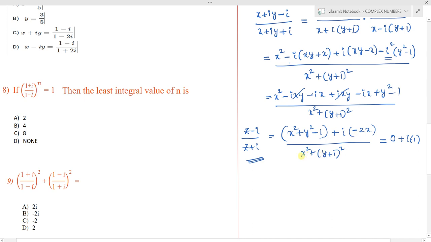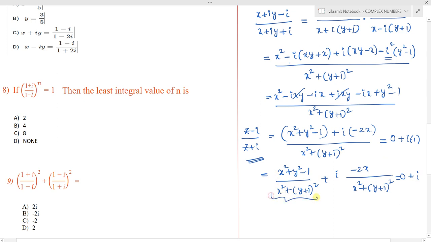Okay, so if we separate this into real and imaginary parts, we get x square plus y square minus 1 by x square plus y plus 1 whole square, plus iota times of minus 2x by x square plus y plus 1 whole square, equals 0 plus i. So if this number is imaginary, the real part equals 0.